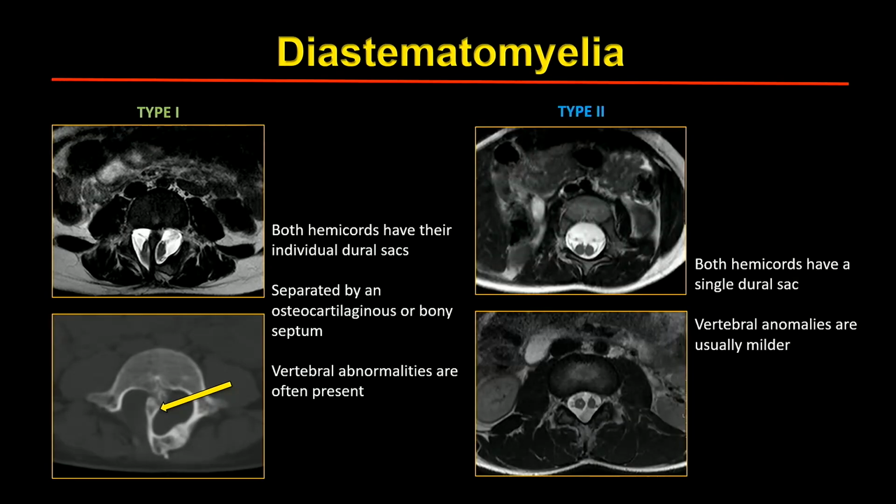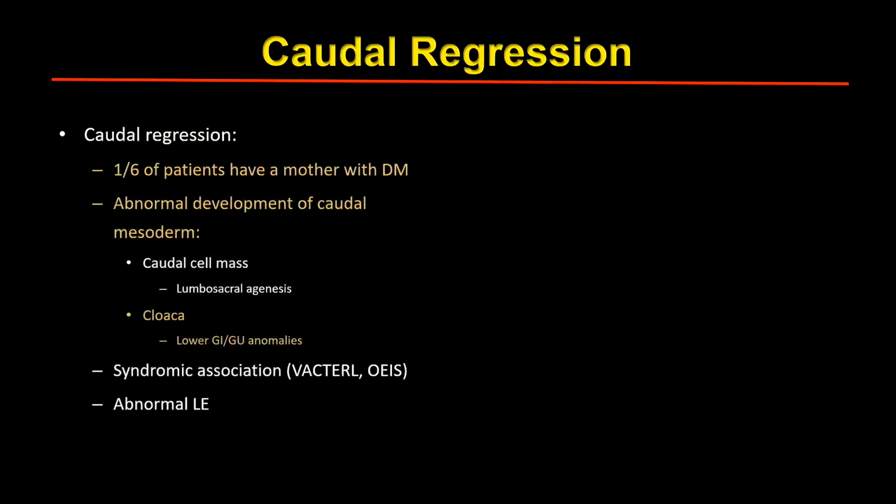In type 2, there is no intervening fibrous or cartilaginous septum, and the hemichords share a single dural sac, and then there can be partial duplication or complete duplication of the cord. And in these patients, the vertebral anomalies are usually milder.